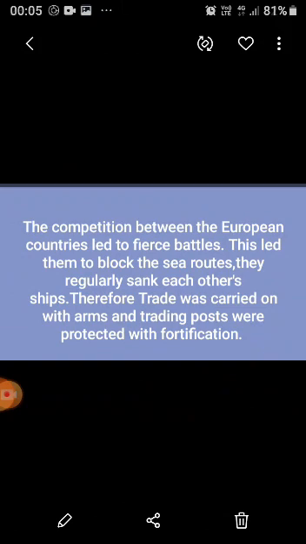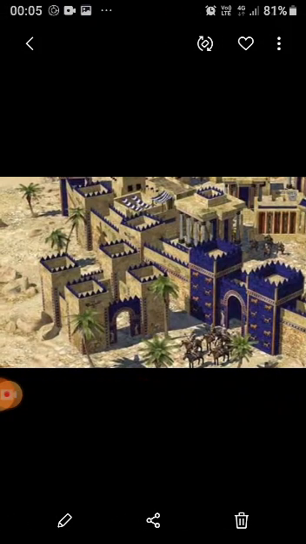Trade was carried on at that period of time with arms and protected fortifications. At that period of time, the British East India Company was finding it difficult to separate trade from politics. So today, students, I have started from the 16th century with the East India Company's charter permission, and how they faced the conflict, the trade war, and landed up with the fortification.